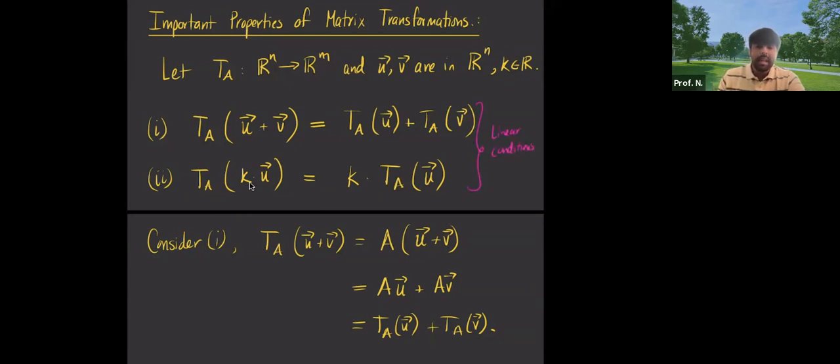So what we're saying is that matrix transformations are what are called linear. And sometimes we just start using the word linear transformations to denote matrix transformations.